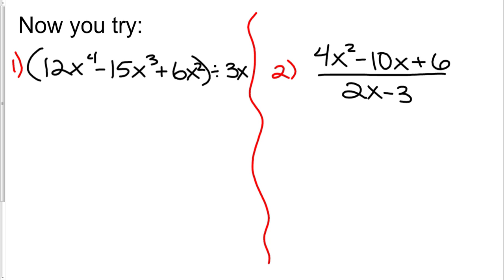If you got them incorrect, make sure you go back, look over your notes, look over the examples, and try to find what you did wrong. Pause your video now.